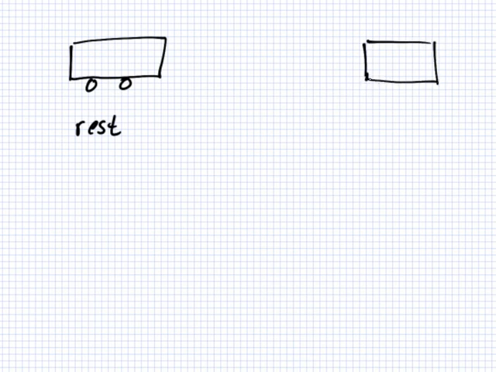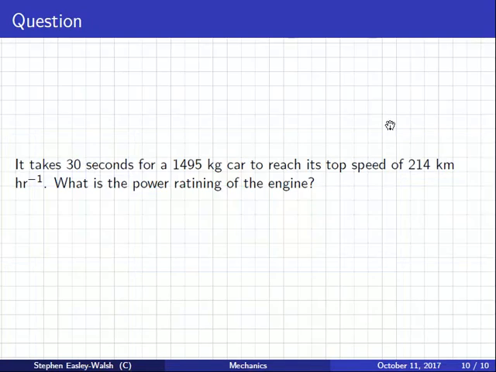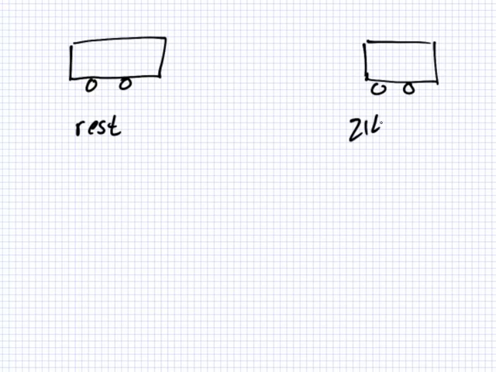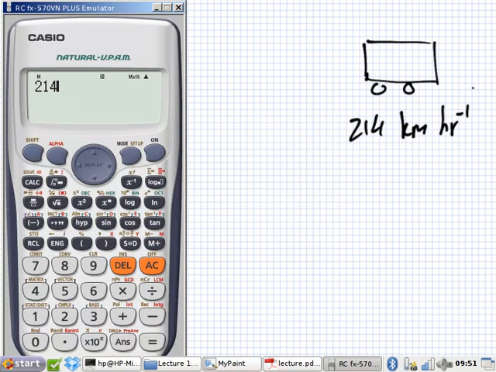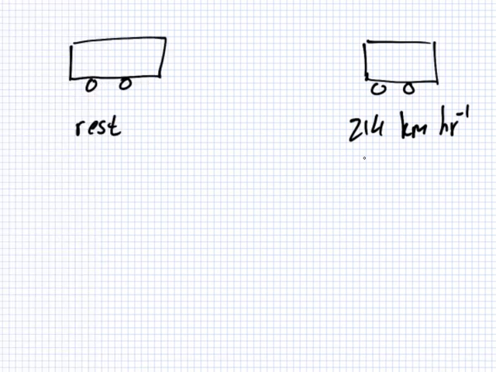Here is the car, and it starts at rest, and then later it's going at a speed of 214 kilometers per hour. Let me just make that meters per second. 214,000 divided by 3600, and that is 59.44 meters per second.